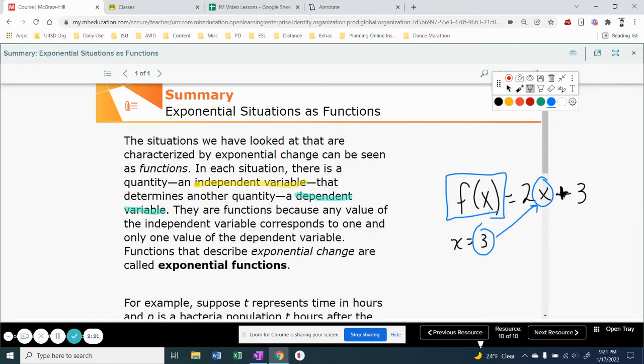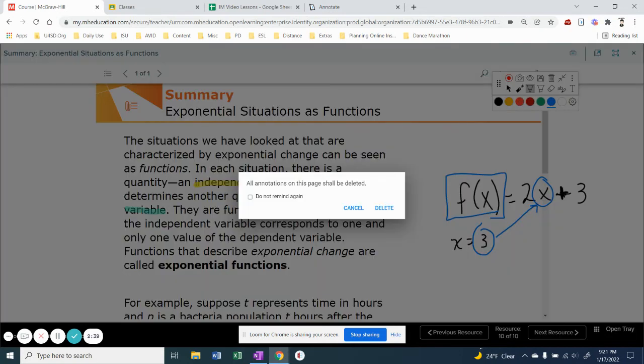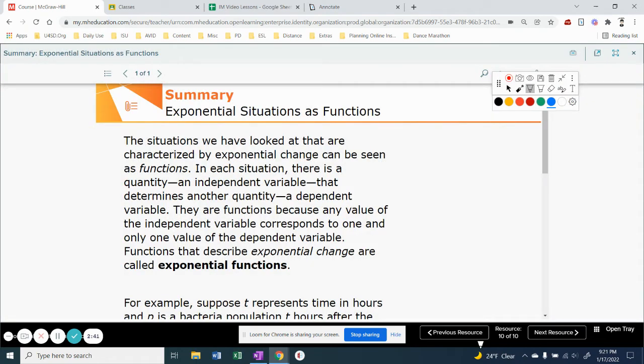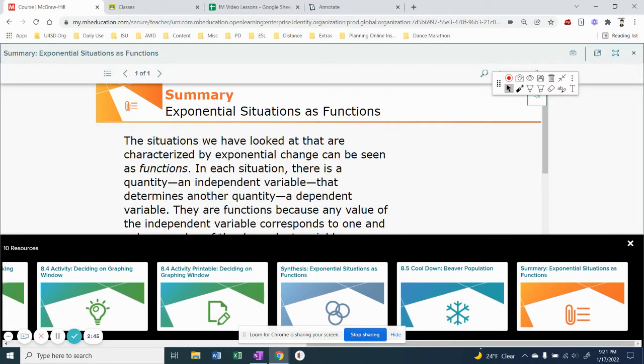And that matters. So as we go through and look at some situations, think about which variable depends on the other. In every situation we look at, we're going to have at least two variables, and one of them will depend on the other. So let's look at one of those situations.